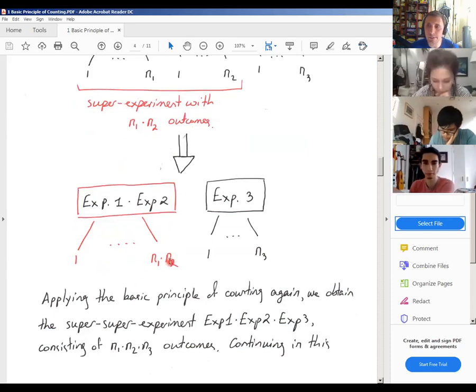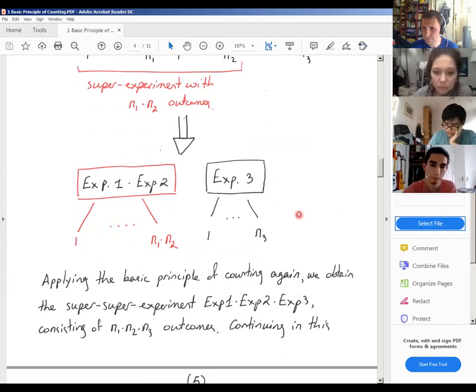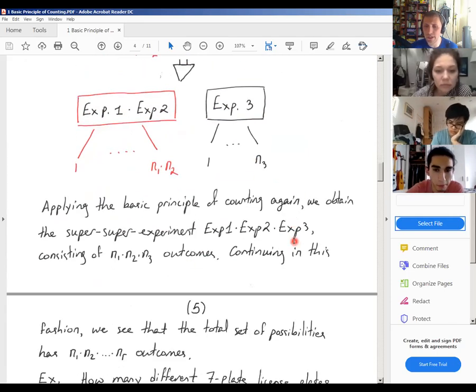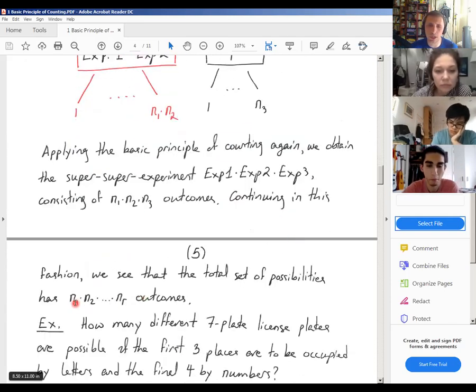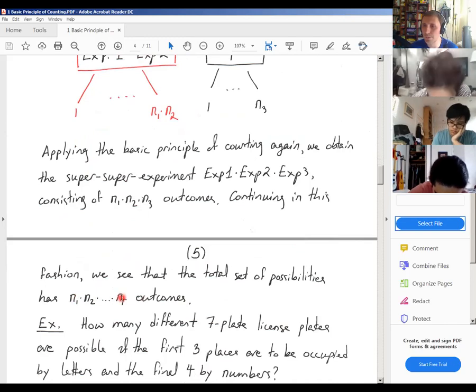So it's N1 times N2. Now I collapse them into one. I can then collapse them into a super experiment, right? I now have, instead of 2 experiments, 1, but with more outcomes. Now I can take experiment 3 and collapse them by the basic principle of counting again. I can have N1 times N2 times N3. And continuing in this fashion, I see that the result, as Shotaro just mentioned, is N1 times N2 all the way to N sub R. You understand? I multiply all the possibilities.